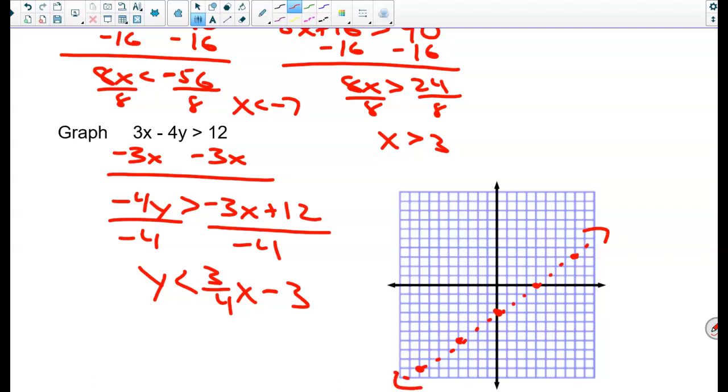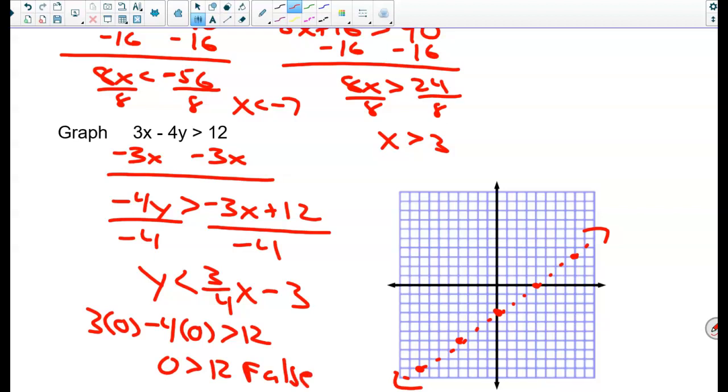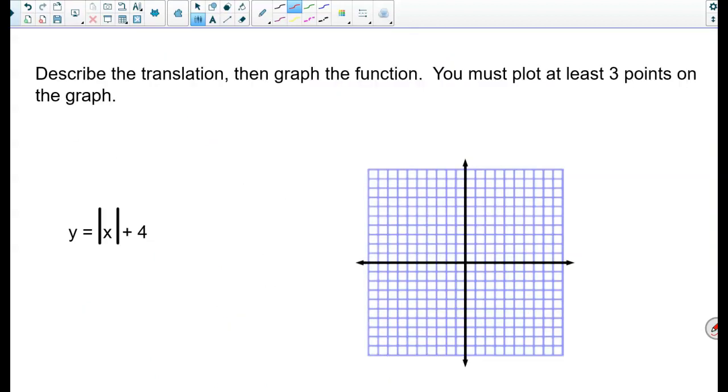I do need to shade here, so I plug 0, 0 in. 3 times 0 minus 4 times 0 is greater than 12. And 0 is greater than 12, that's a false statement. So we shade away from the 0, 0.